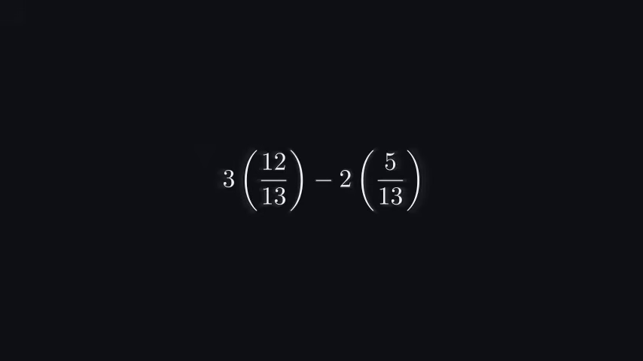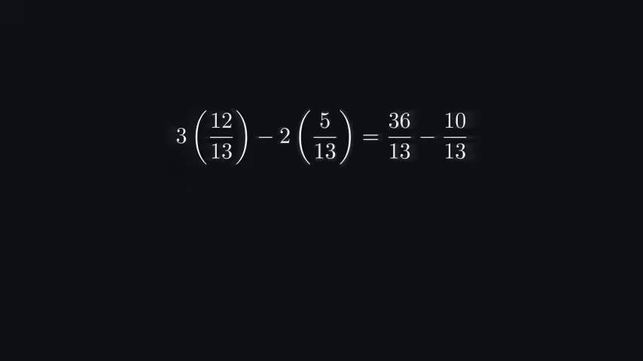First, simplify the numerator. The numerator simplifies to 2. 3 times 12 over 13 minus 2 times 5 over 13 equals 36 over 13 minus 10 over 13, equals 26 over 13, equals 2.